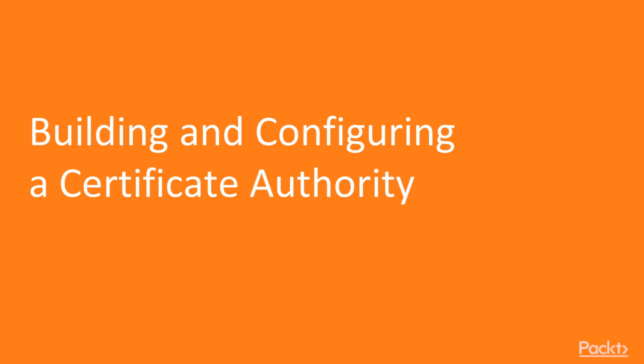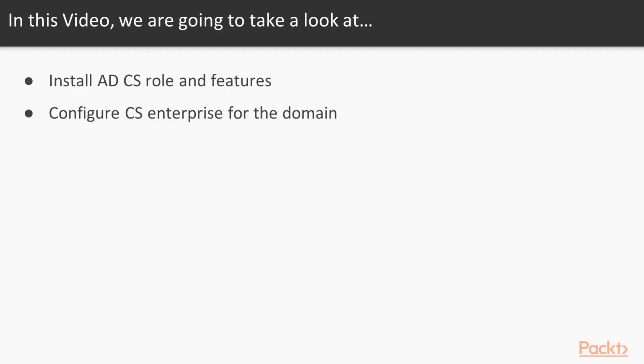This is the video for building and configuring a certificate authority. Now in this video we'll install the role and features that are required to stand up our own certificate authority within the domain, and then we're going to configure the certificate authority to be an enterprise CA for this domain. So with that, I'm going to move over to DC01.